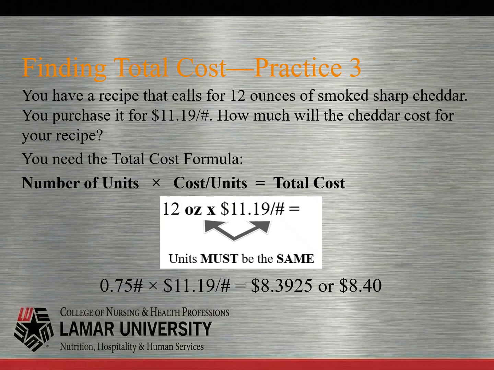We have pounds to pounds. So let's calculate. 0.75 pounds times 11.19, and that gives us 8.3925. It's money, so we're going to round up to $8.40.